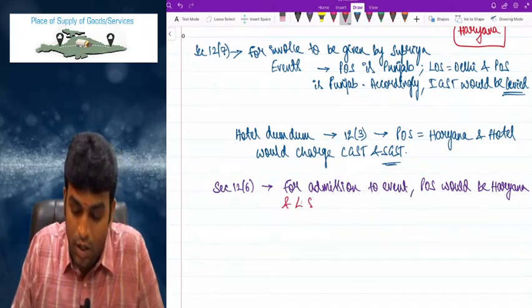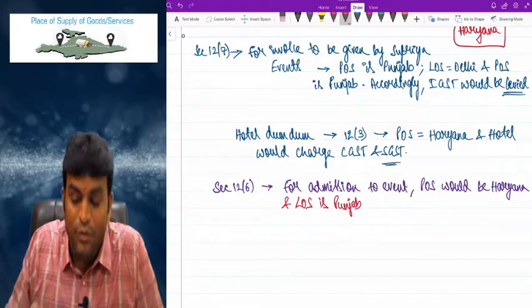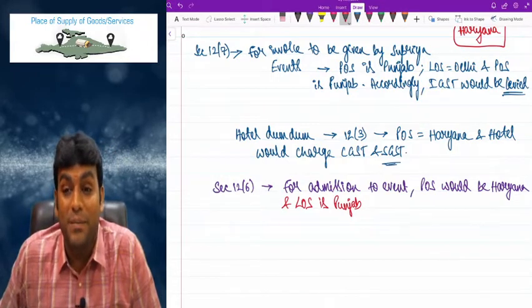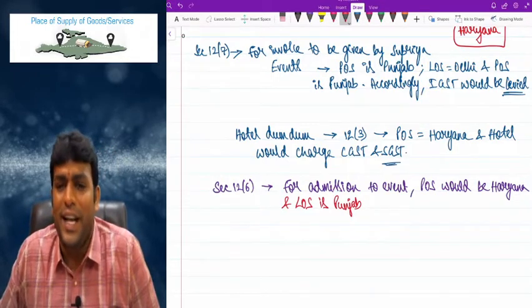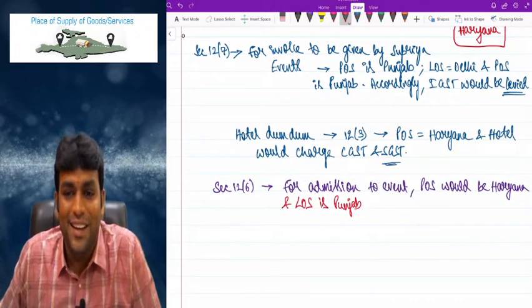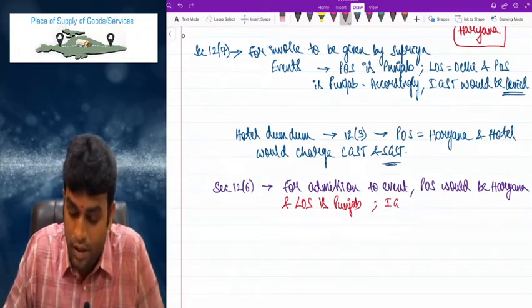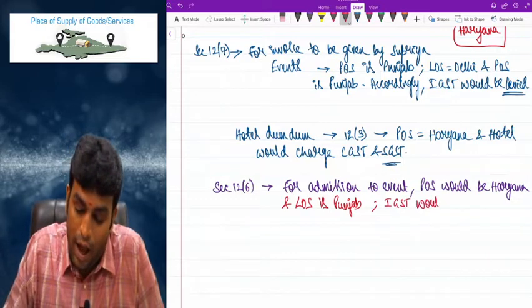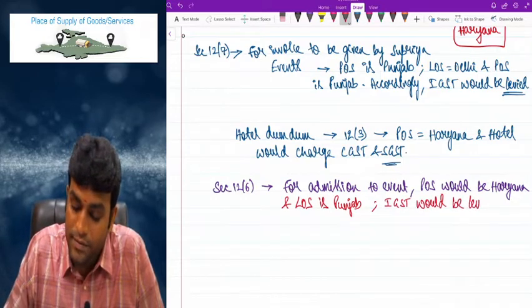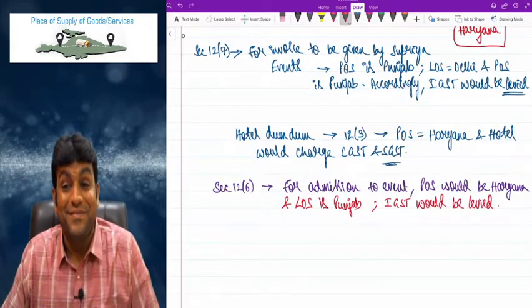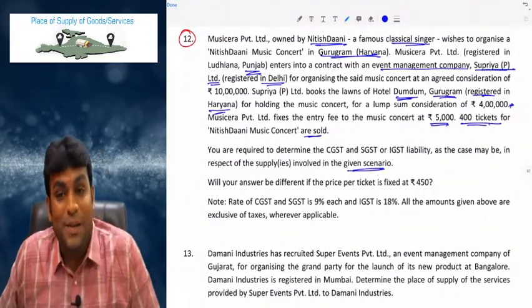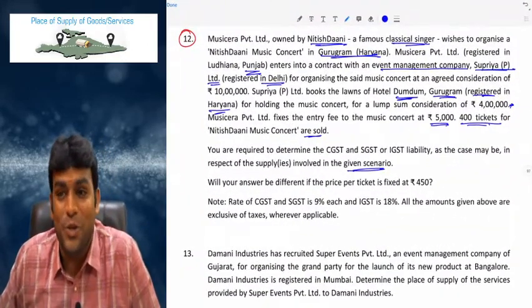And the location of supplier is Punjab. Why Punjab? Because Muzasara Private Limited is in Punjab. They are only giving the entry ticket for this. Correct, right? Therefore, IGST would be levied. That is the point. So please observe, my dear friends, there are so many interesting points in the question.